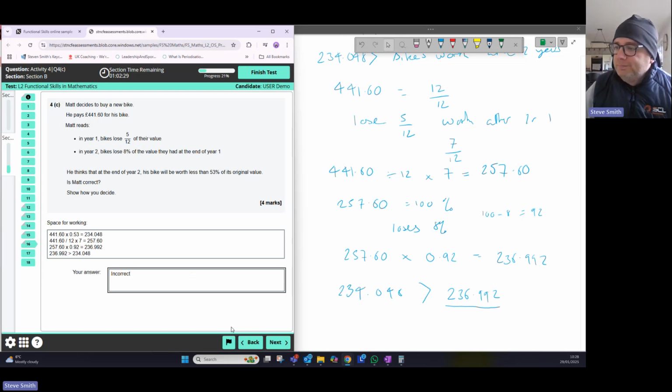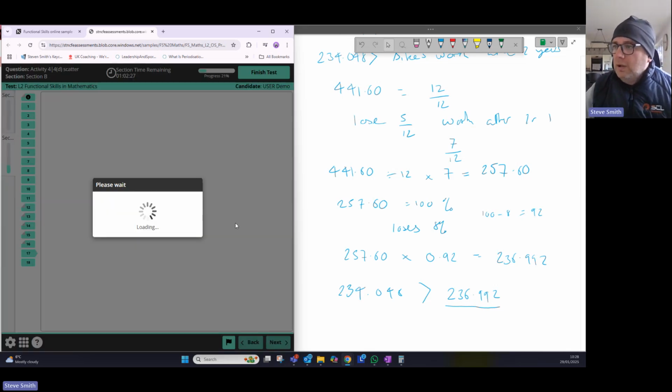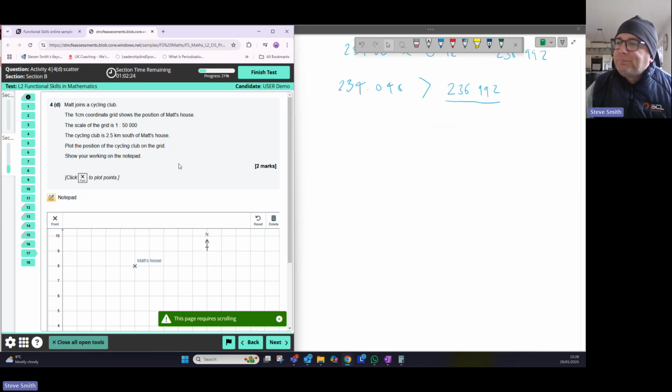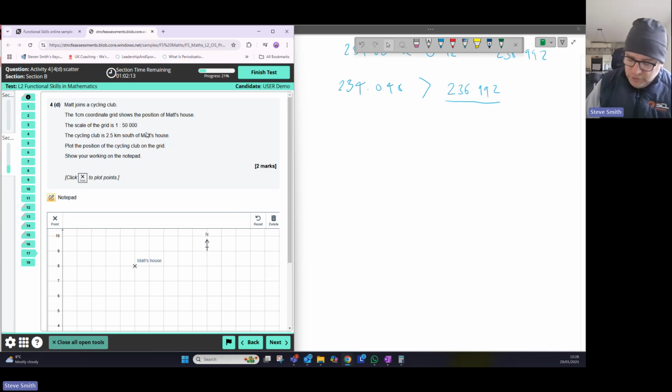Okay, done that one. And question 17. Scroll up a little bit. Okay, Matt joins a cycling club. The 1 meter coordinate grid shows the position of Matt's house. The scale on the grid is 1 to 50,000.